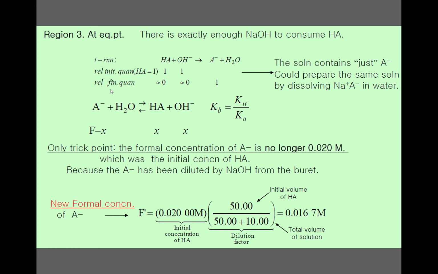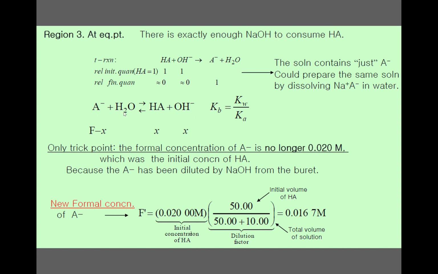Now, when the number of moles of hydroxide ion is exactly the same as HA, that's the equivalence point. Only the anion, A minus, remains in solution. The concentration of HA and hydroxide ion is almost negligible. Since the anion is in the solution, it undergoes a reaction with water to give HA and hydroxide ion.